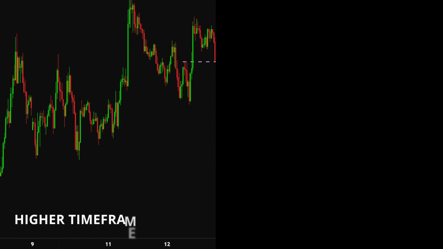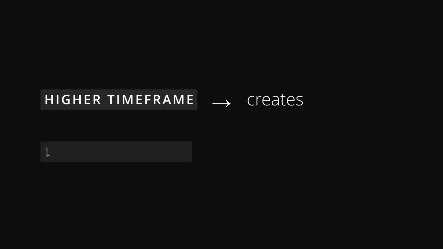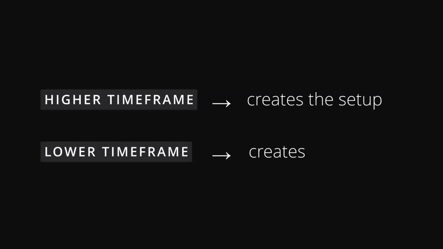But to make this smart money setup reliable, you need multi-angle chart analysis and 2 clear steps. The higher time frame, this is where you figure out what smart money is doing. The lower time frame, this is where you nail down your exact entry down to the pip. In simple terms, higher time frame creates the setup, lower time frame creates the entry.